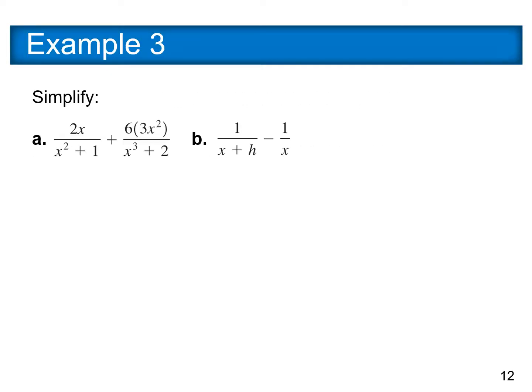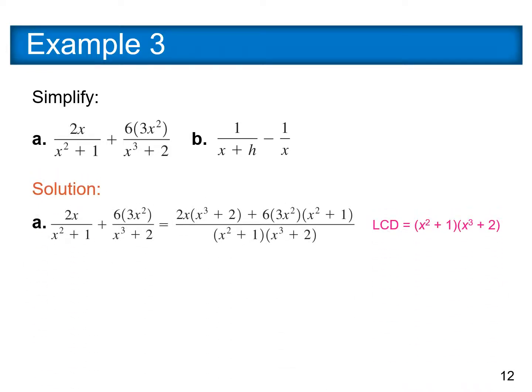So, for example, here I have two examples. Let's start with the first one. On the first one, I have 2x divided by x squared plus 1, and then plus 3x squared divided by x cubed plus 2. All right. So on this one, what do we see? We see that we cannot add them immediately. We see that there is indeed a problem because the denominators are not the same. So what can we do?